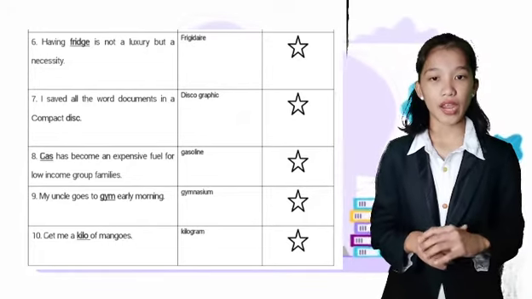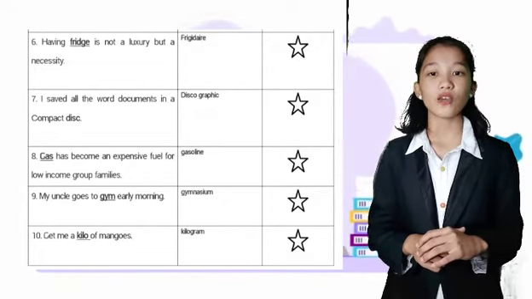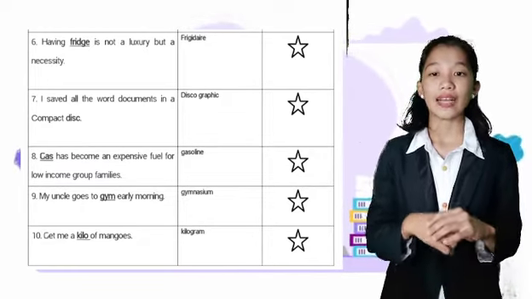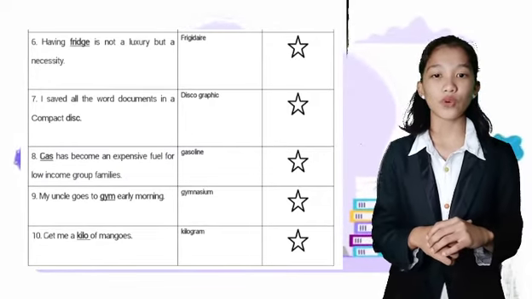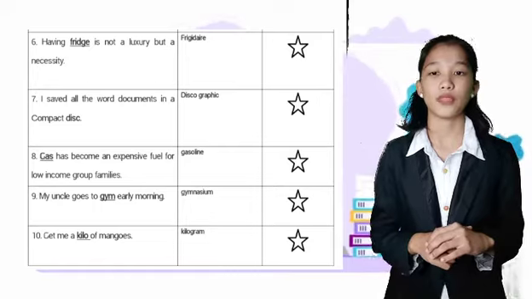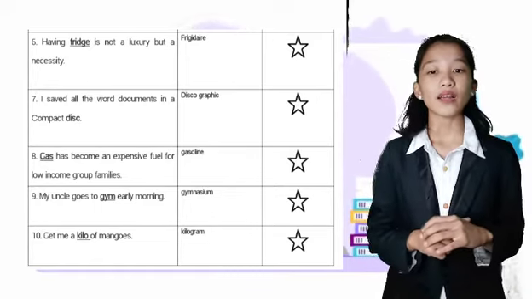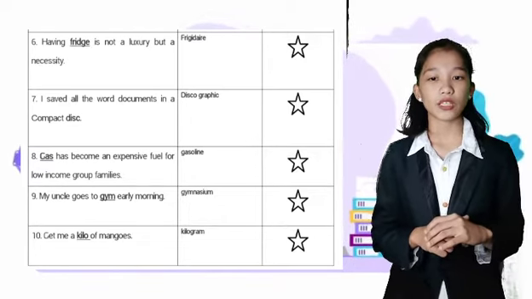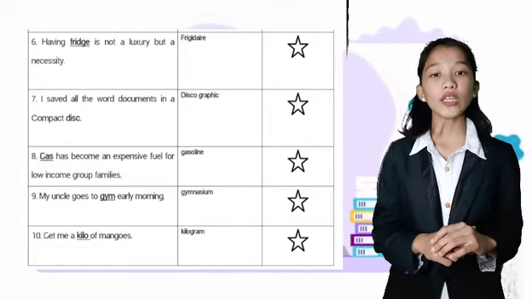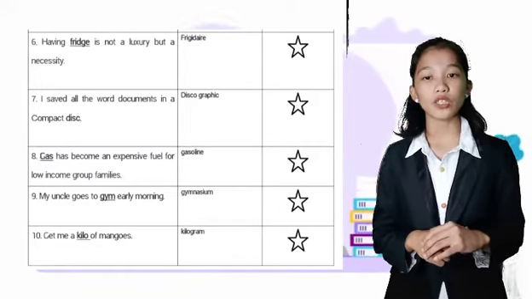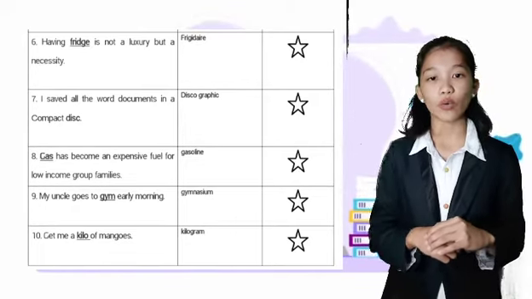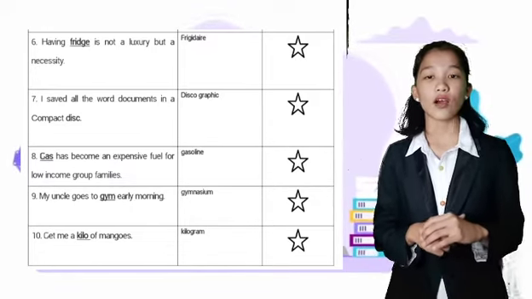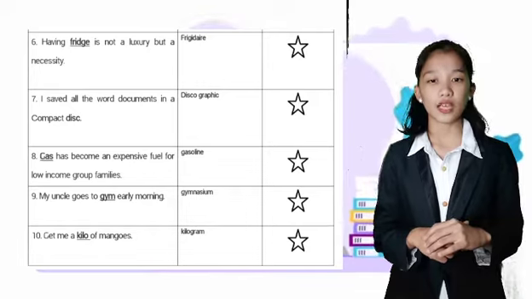Another star in number 8, and the word must be gas from the word gasoline. And the sentence of number 8, gas has become an expensive fuel for low-income group families. And number 9, my uncle goes to gym early morning. Number 9 to 10 must be in the shape of star. The word in number 9 is gym from the word gymnasium, while in number 10 the word is kilo and the original word is kilogram. The sentence of number 10 is, get me a kilo of mangoes.